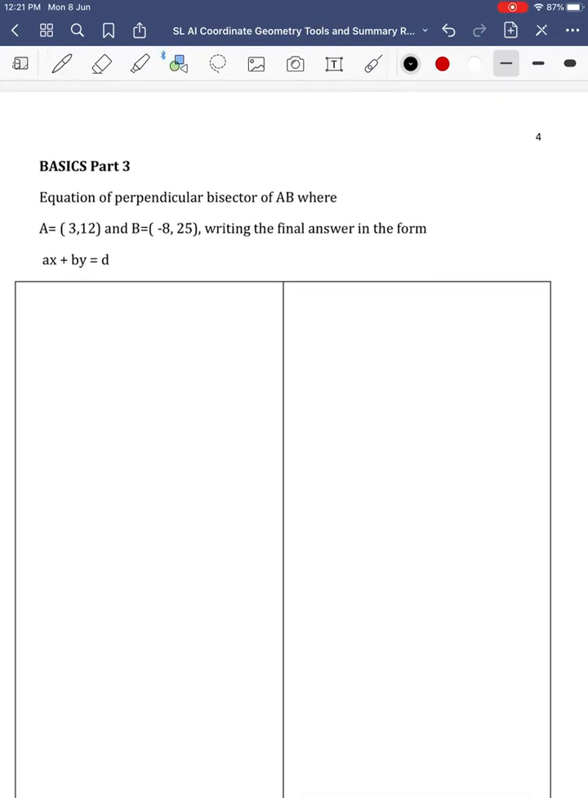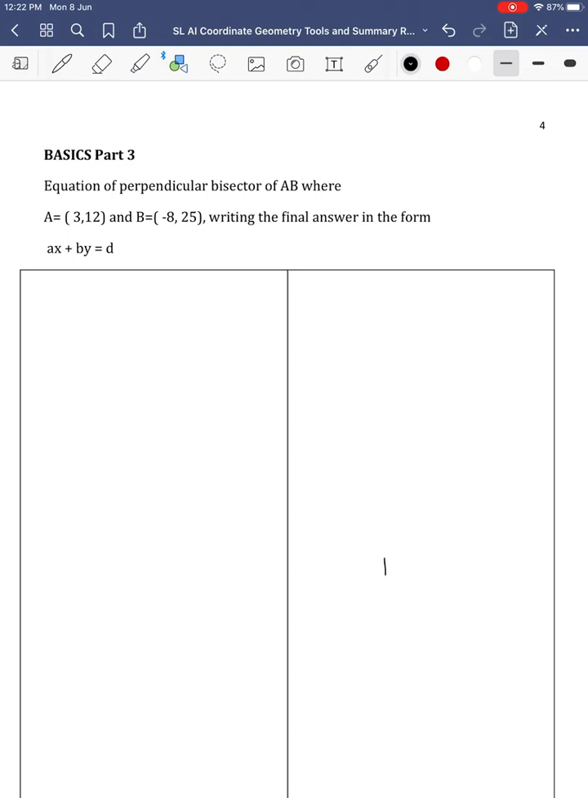Okay, it's always useful to think about maybe some kind of visual for this, just to see what's going on. So I'll draw some coordinate axes. We'll plot our points on. 3, 12 is here, negative 8, 25 is maybe up here. There's A at 3, 12, and there's B at negative 8, 25.